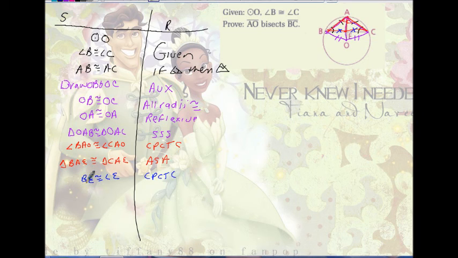Now, if I see that I have a segment that's dividing a segment into two congruent segments, which it is, I know that that segment was a bisector. My proof step, AO bisects BC. If a segment divides a segment into two congruent segments, it bisects. And we're all set.